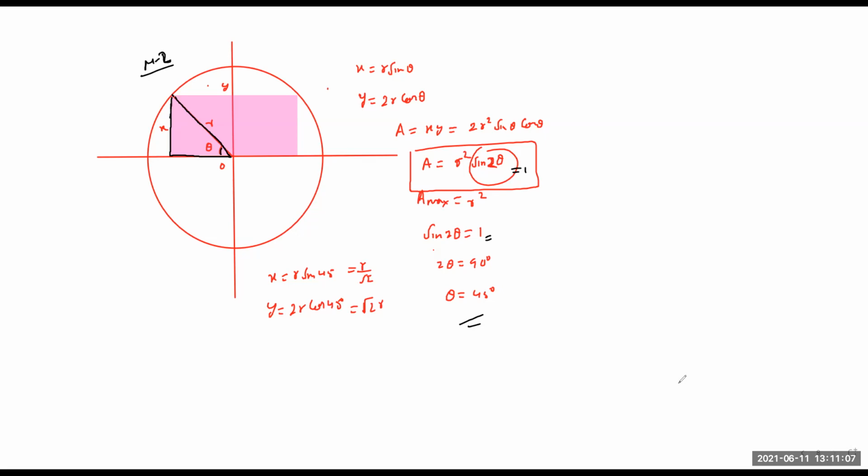So in short, we have to first find a function, then differentiate, then equate to zero, and then we can find the answer. Correct. That is how we proceed to solve any question.